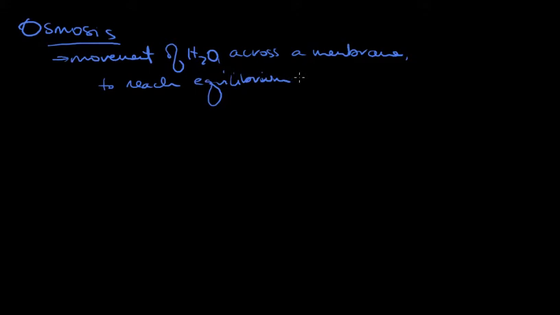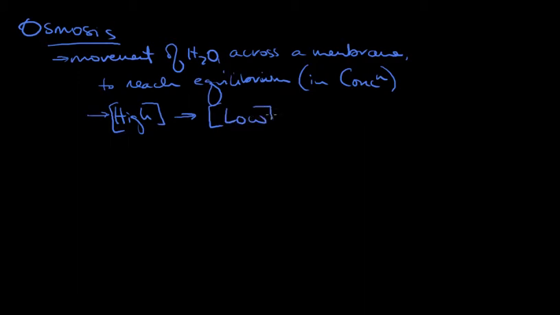Now, equilibrium in concentration. It needs about the same amount of stuff on either side. If we have different amounts, it's basically just trying to even out the concentration or density of that molecule, rather than the number of that molecule. So it crosses the membrane to reach equilibrium, moving from high concentration (this is my abbreviation for concentration) to low concentration of water.